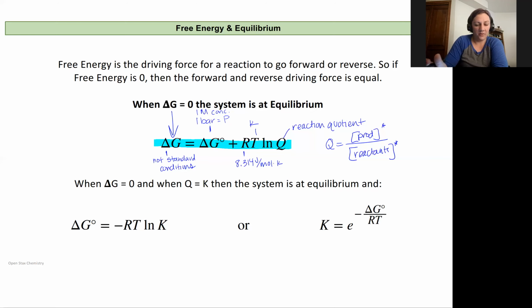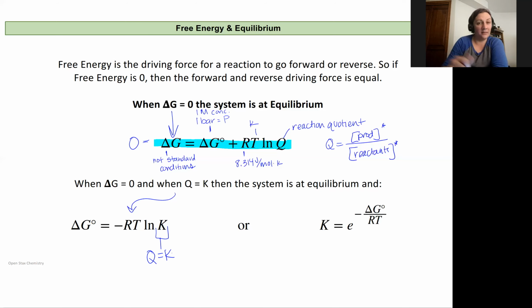So under those circumstances, when this equals 0, we can rearrange this equation a little bit, and we can get to this arrangement where our standard free energy is equal to the negative of R times our temperature and then the natural log of our equilibrium constant. And so this is the same as our reaction quotient. We're just saying now we're actually at equilibrium. So that reaction quotient equals our equilibrium constant.